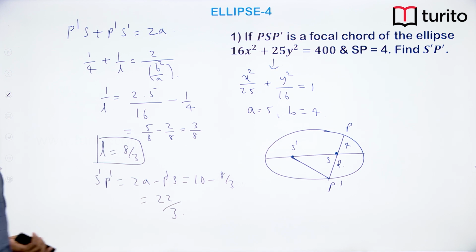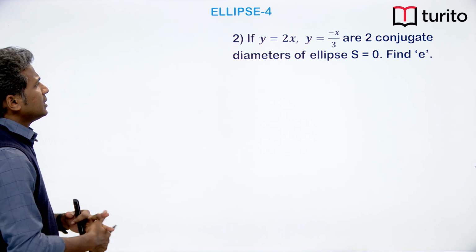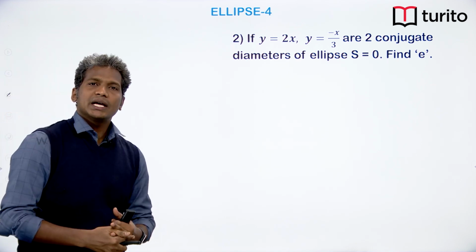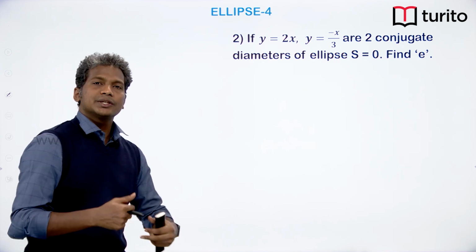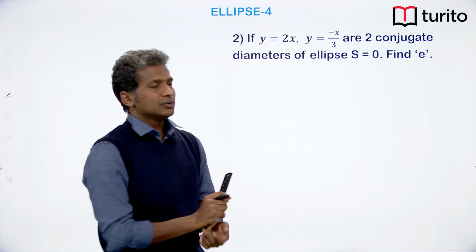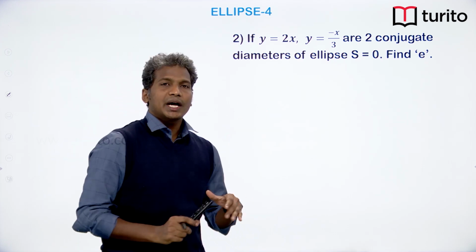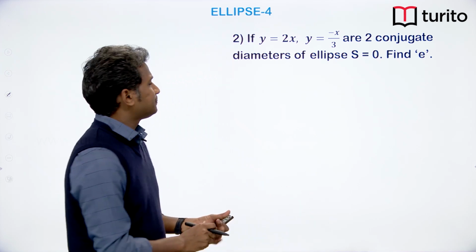Now let us go to the next problem. Here two lines are given as two conjugate diameters. Then we are asked to find the eccentricity, which is e. So how do we do this? We have the direct property of conjugate diameters, we will use it and prove it.